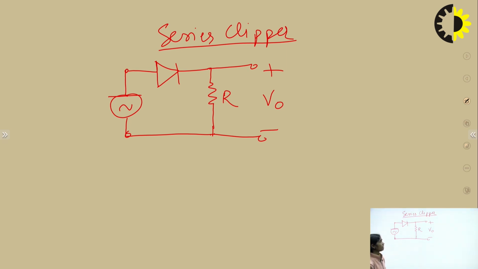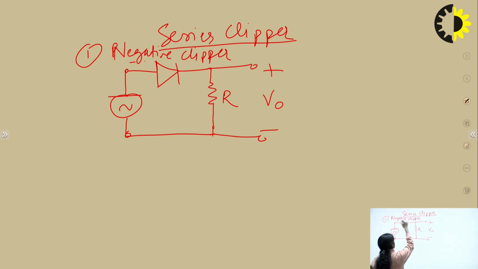If we see the basic series clipper circuit, we have this arrangement, and in this arrangement we get the output in such a way that it appears only in the positive cycle and the negative cycle is clipped off. That's why it is called a negative clipper circuit.